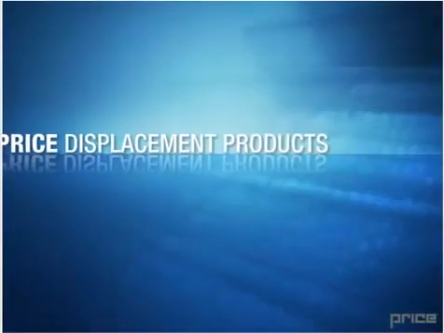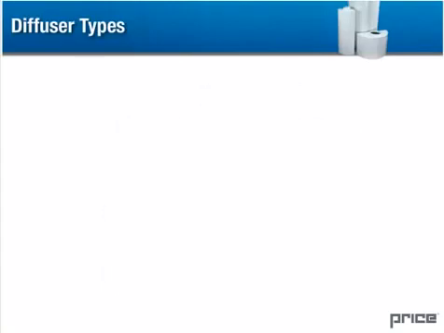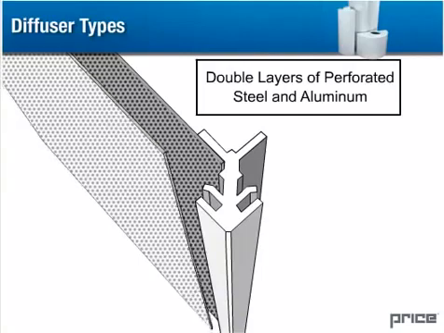Price displacement products. Price's displacement ventilation diffusers come in a wide variety of styles, shapes, sizes, and finishes. They can be elegantly integrated into any type of architectural setting. All of Price's diffusers employ double layers of perforated steel and aluminum to provide a uniform face velocity.